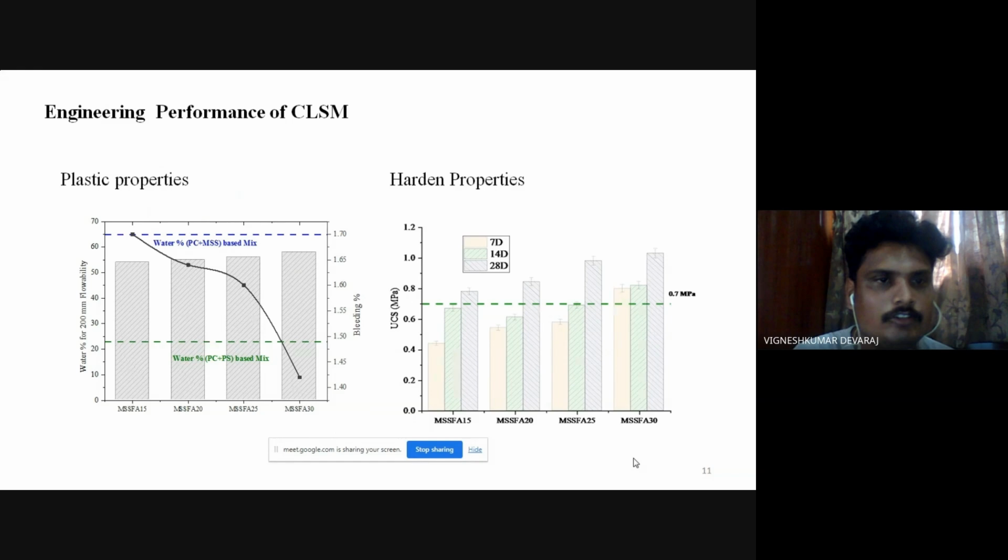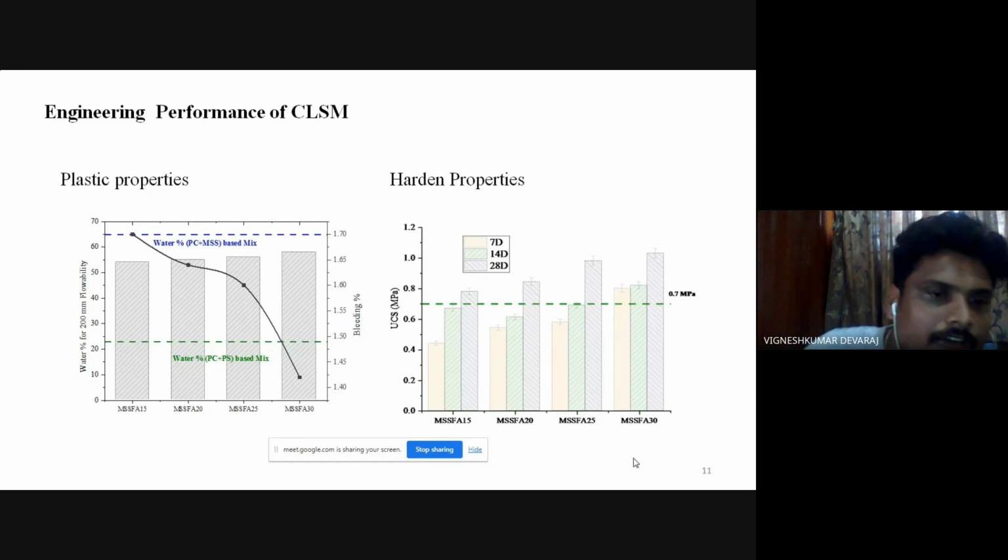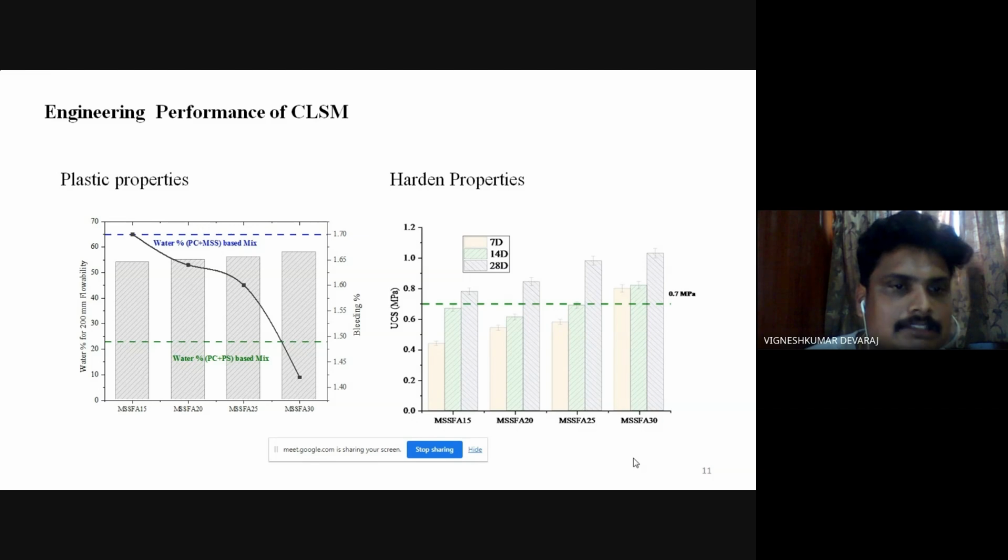In flowability, we need a flowability of 200 mm for self-leveling purpose. Here our material reaches 200 mm flowability at 55% water content. For P sand, plastic sand and manufacturing sand based CLSM, it is reached at 21%. Our mixes reach only at 51 to 55% because the specific surface area of our material is very high compared with our normal manufacturing sand and plastic sand.